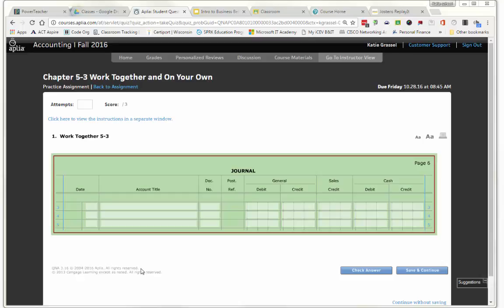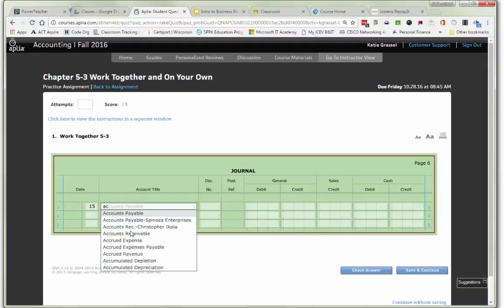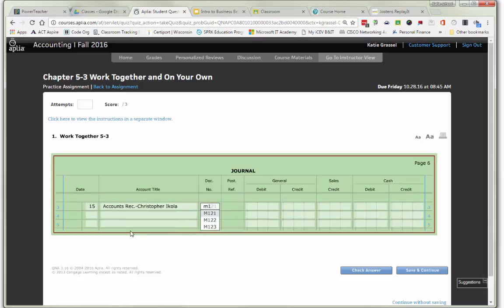So basically what's happened is they wrote us a check. Check wasn't any good. I originally increased my cash account by 63, but they took out 63 plus 10. So I have to go in here, put the date of the 15th. How much money does Christopher Icola now owe me? 73. So I'm going to do accounts receivable. Christopher Icola. Source document is M121. We're going to do a cash credit of 73 and a general debit of 73 because that's how much Christopher Icola now owes us.